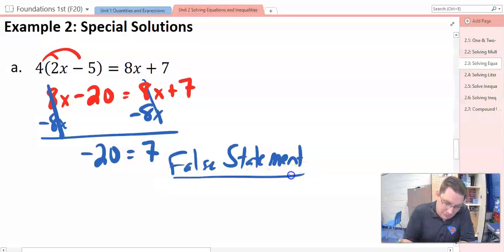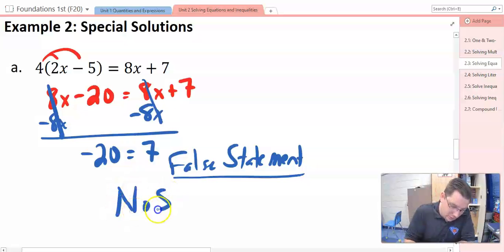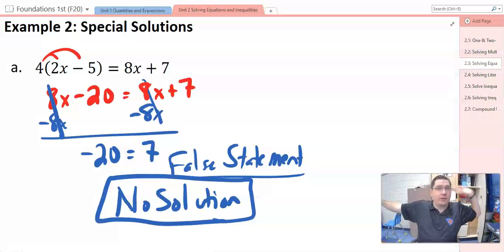And so because we get a false statement, what that means is there is no value for x that I can substitute into this problem and make it a true statement. And so the actual answer to this problem, because remember we're trying to find the solution, right, is that there's no solution to this problem. There's no value of x anywhere on the number line, negative infinity to positive infinity. There's nothing that will plug into this x and make it a true statement like we could in the first few problems. Let's see what happens in B and see what happens with that example.